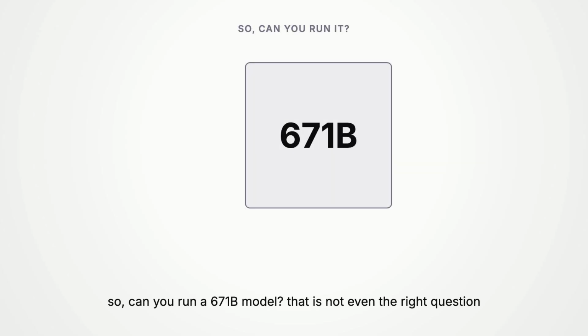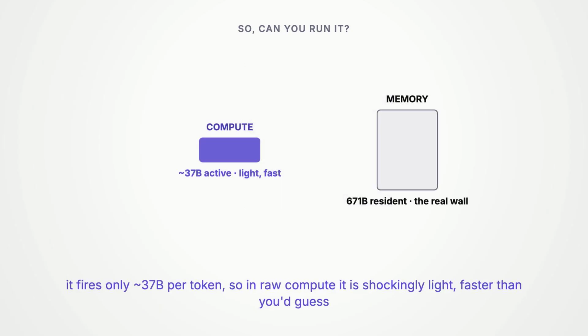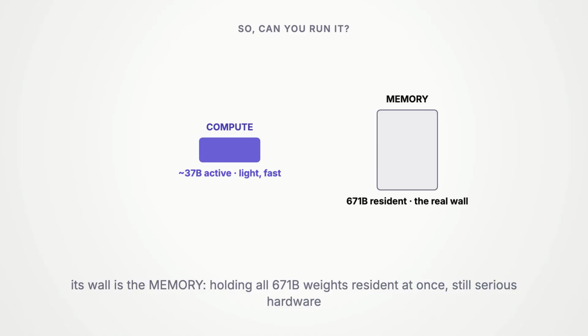So can you run a 671 billion model? Now you know that is not even the right question. The honest answer is, it depends which of its 2 sizes meets your hardware. That model only fires around 37 billion of its weights per token, so in raw compute, it is shockingly light. It would answer faster than you would guess. Its wall was never the work. Its wall is the memory, holding all 671 billion weights resident at once.